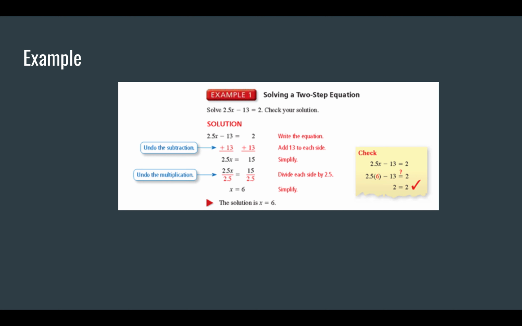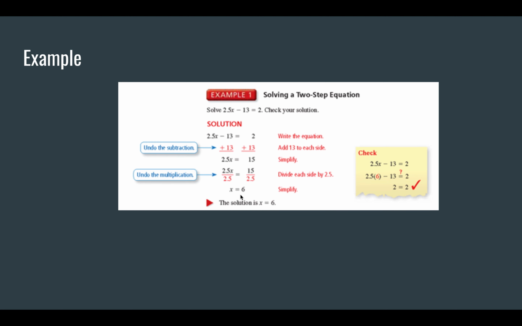The first example is solving a two-step equation. The question is, solve 2.5x minus 13 equals 2. And then they want you to check your solution so the answer is right. Okay, the solution is, you write the equation first, and you add 13 to each side to isolate the variable, as it says right here. Then simplify, so just add everything together. And then you divide each side by 2.5, as they do here, to get the value of x. Then once you do all of this, you get x equals 6.